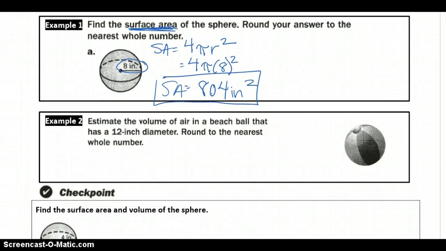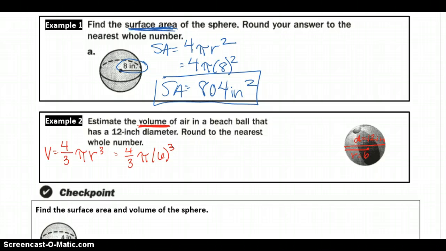Example number 2. Estimate the volume of air in a beach ball that has a 12-inch diameter. So our beach ball is a perfect sphere, and it wants us to find the volume. So the formula we will use is V equals 4 over 3 times pi r cubed. But again, all we need to know is r, our radius. It gives us a diameter of 12 inches, but we need to know our radius, which is just half of that. So our radius is 6 inches. So we're going to plug in 6. So we have 4 over 3 times pi times 6 cubed.